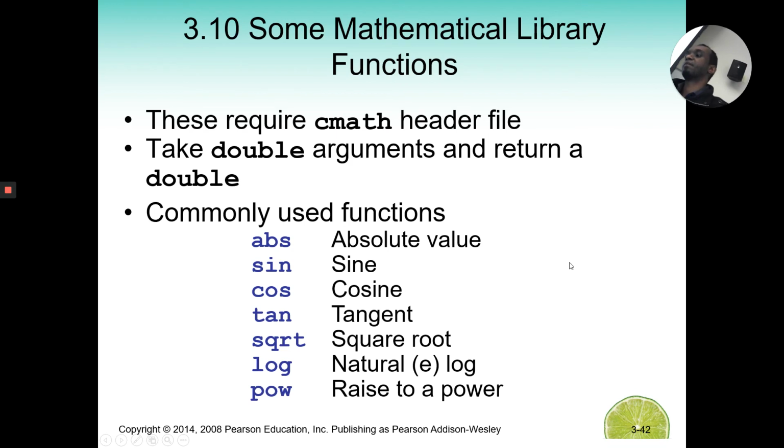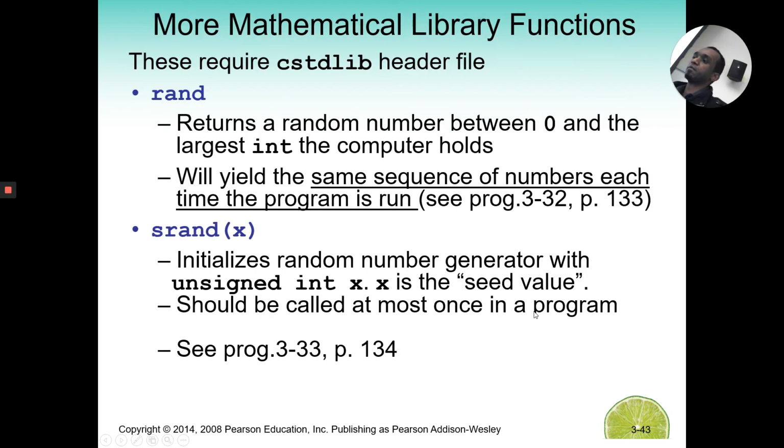So there are some built-in math functions that you can use, but again, any of these, when you're trying to use, you have to add your header cmath. Instead of include iostream, you use the include cmath header file. They take double arguments and return double. Commonly used functions are absolute value, the sine, the cosine, and all the trig functions, the logarithm, and the power or exponent.